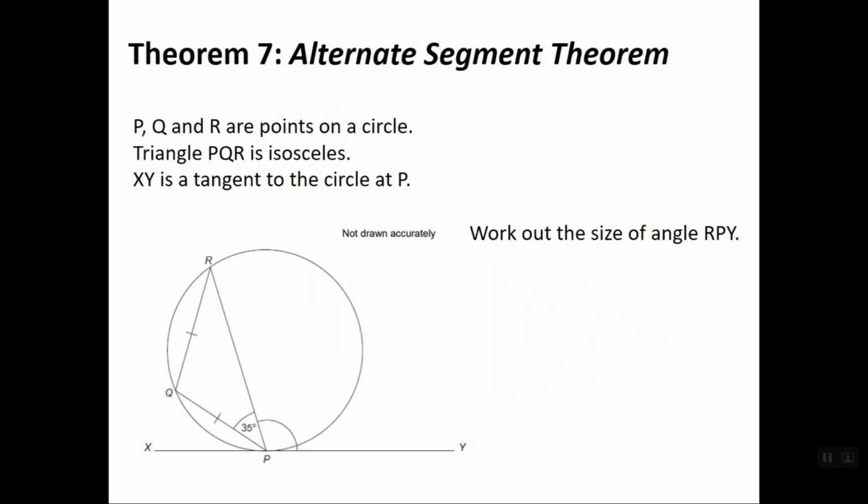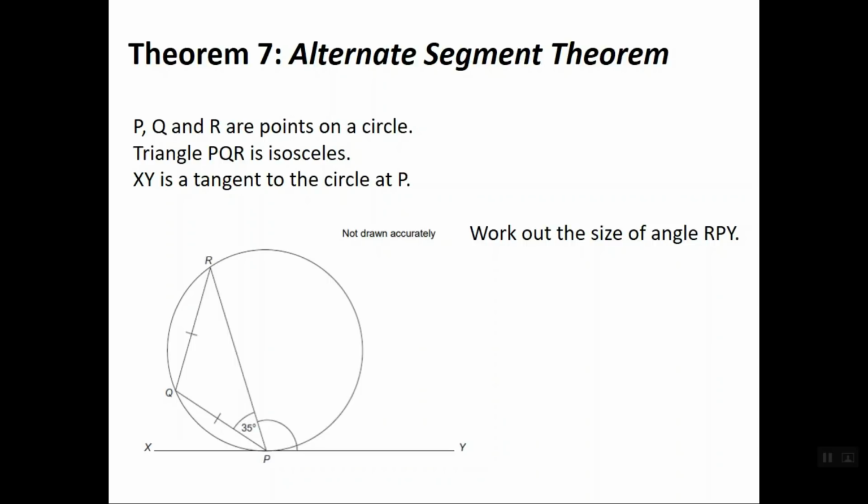So this question states, P, Q, and R are points on a circle. Triangle PQR is isosceles. XY is a tangent to the circle at P. Work out the size of angle RPY.